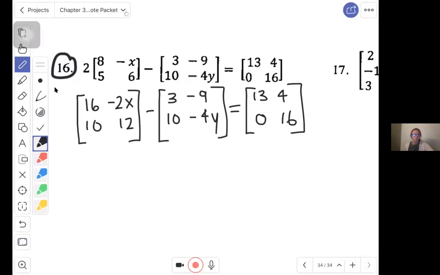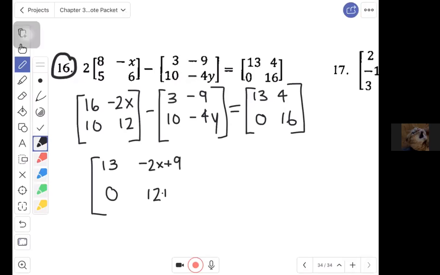Ella, what should we do next? You have to subtract the second matrix from the first matrix. Sure. So what will that give us? It will give you 13, negative 2x plus 9, 0, and 12 plus 4y. Perfect. And that is set equal to the same matrix on the right.